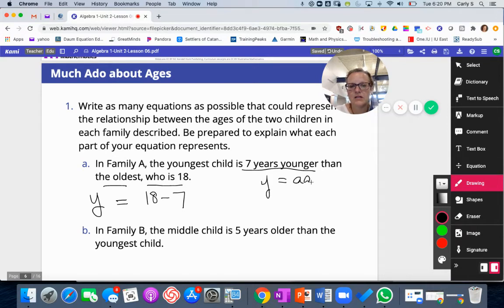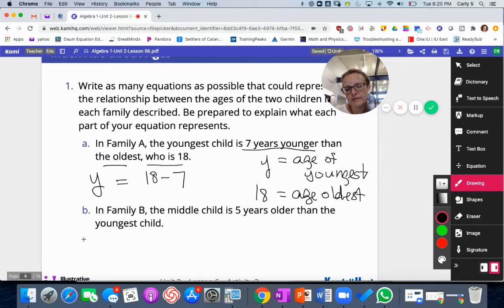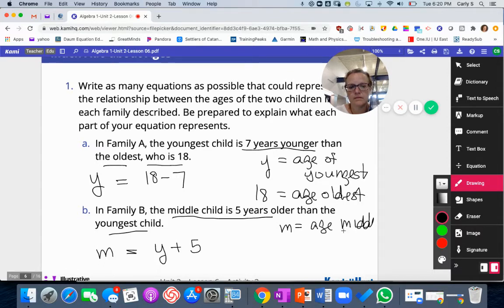Y equals the age of the youngest child. 18 equals the age of the oldest child. In family B, the middle child is 5 years older than the youngest child. So M is the age of the middle child. Y is the age of the youngest. Okay?